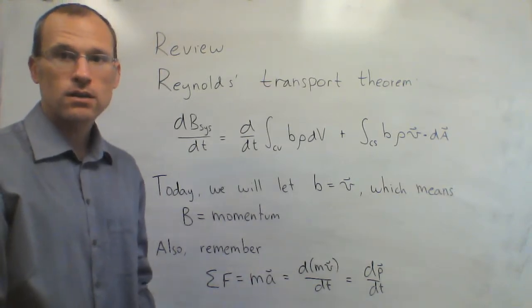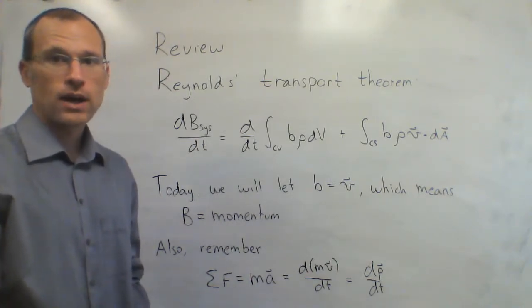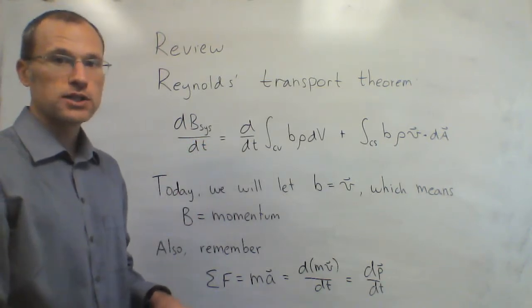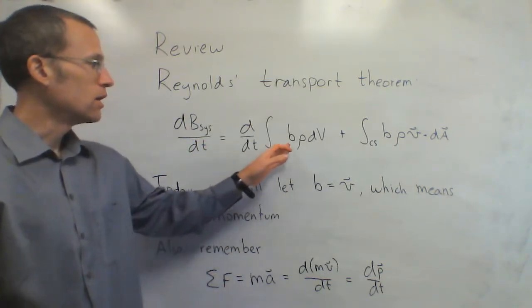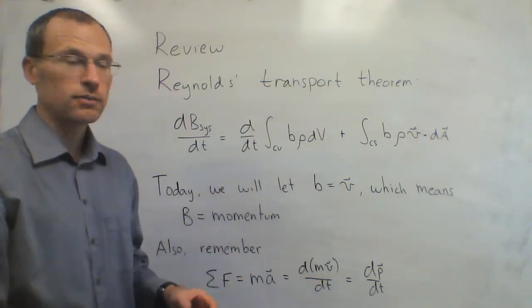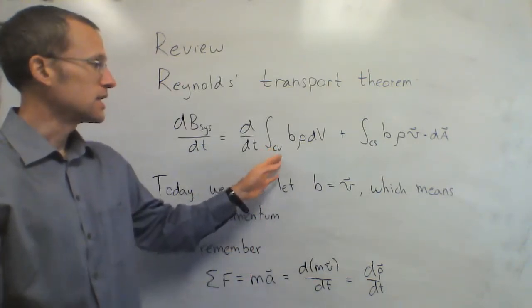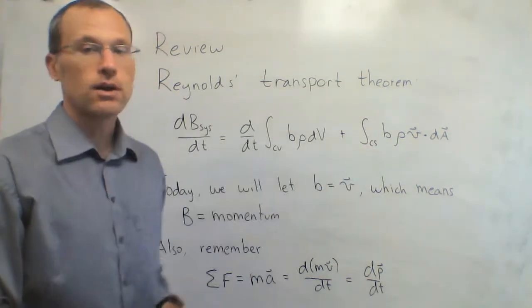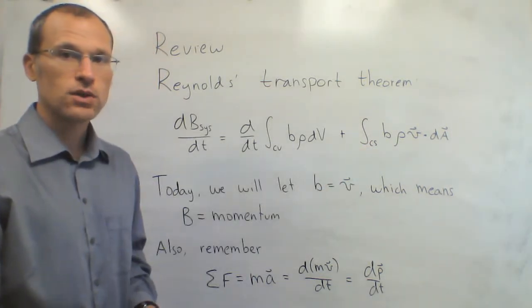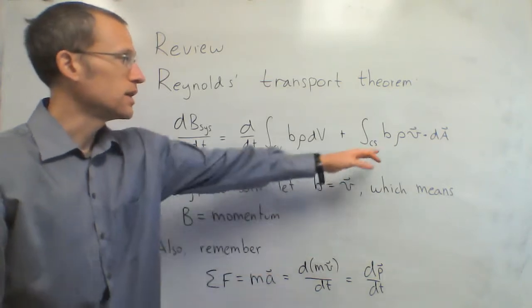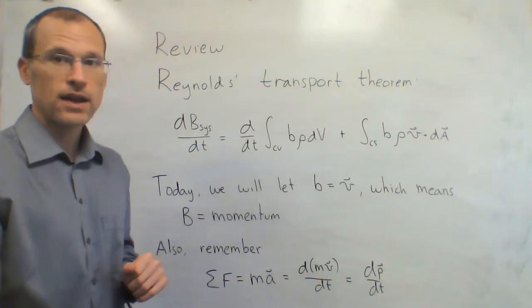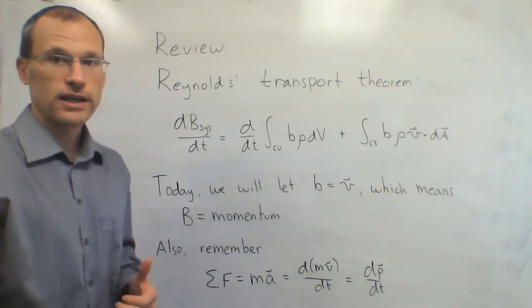So in the previous lesson, we learned about Reynolds transport theorem, about how a change of an extensive property, capital B, in my system changes with time based on how the related intensive property, little b, changes inside my control volume with time, and also how much little b comes in and out of my control surface. So last lesson we did this with little b equals 1, meaning big B was equal to mass, and found the conservation of mass relationship in integral form.